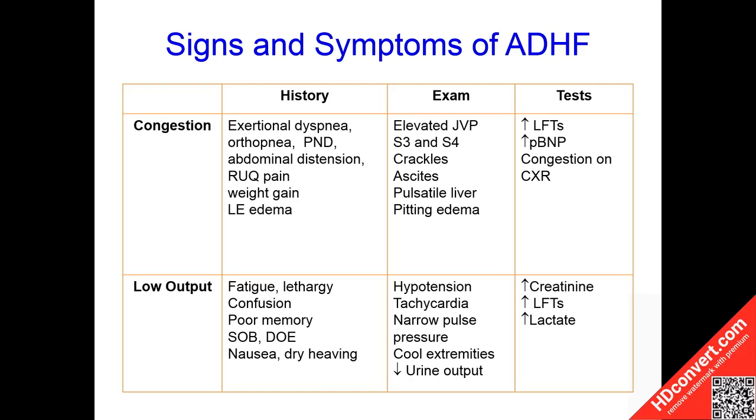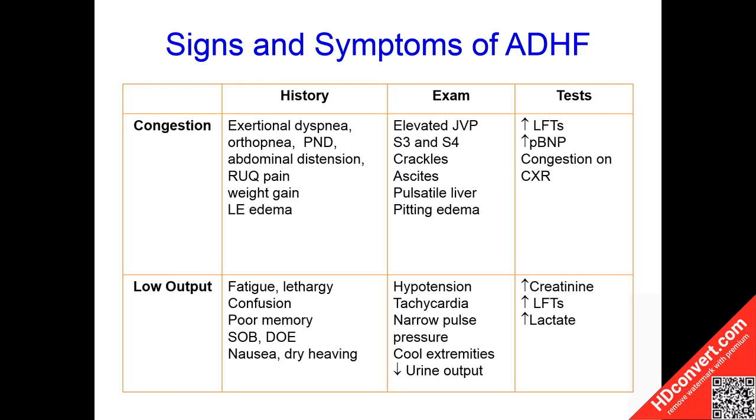On exam, you may see hypotension, they may have tachycardia, they may have a very narrow pulse pressure. So that patient who's got a resting heart rate of 110 and whose blood pressure is 100/85, that would be someone who I'd be concerned about who has a cardiomyopathy and heart failure history. Do they have cool extremities, decreased urine output?